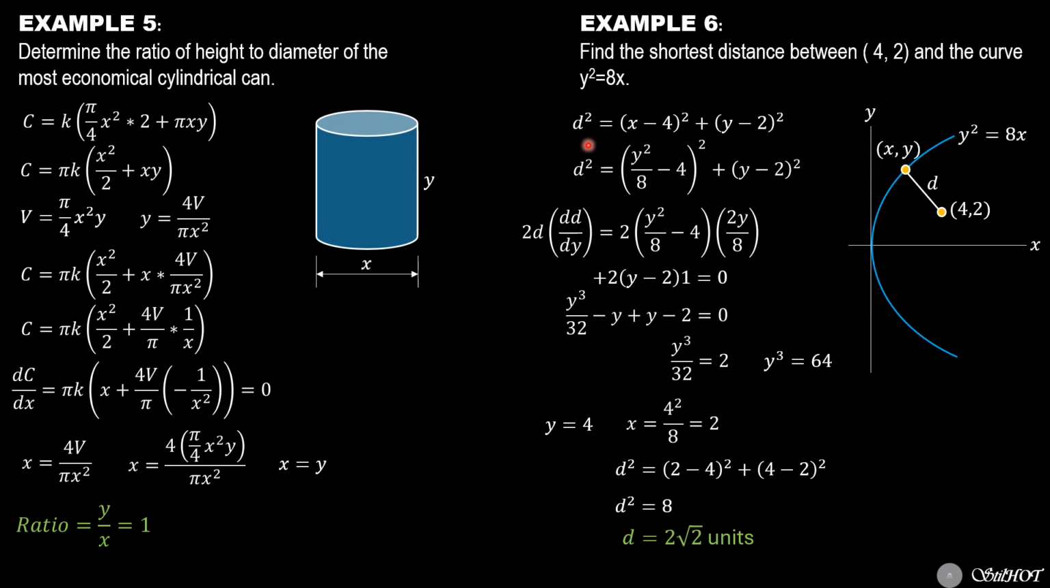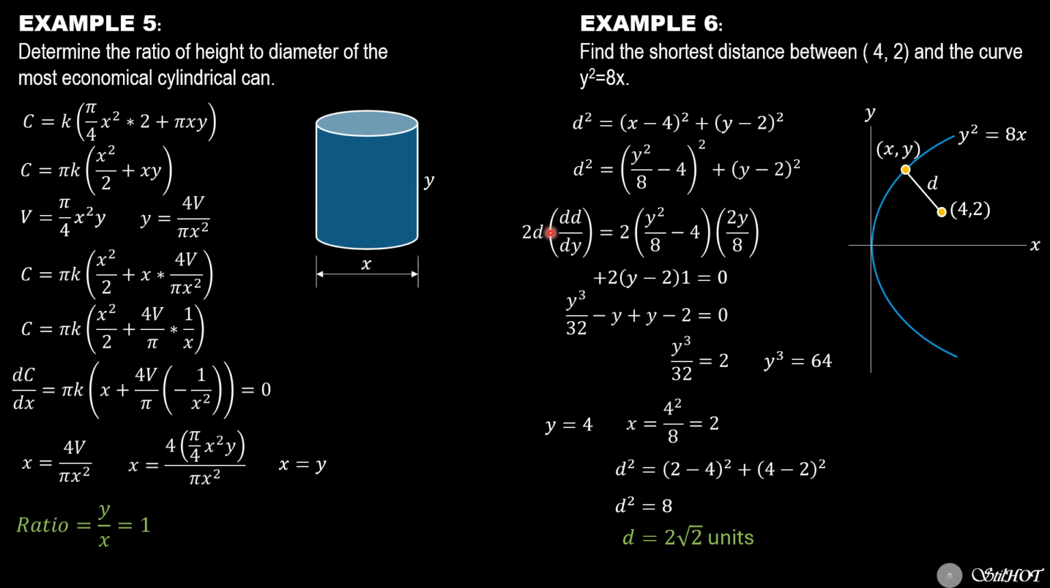So distance formula, distance squared, Pythagoras theorem, is equal to quantity x minus 4 squared plus quantity y minus 2 squared. Differentiate, replacing x in terms of y, the relationship is from this equation. So x is y squared over 8, then minus 4 quantity squared plus y minus 2 quantity squared. So leaving d in terms of one variable only, we are now ready to differentiate.